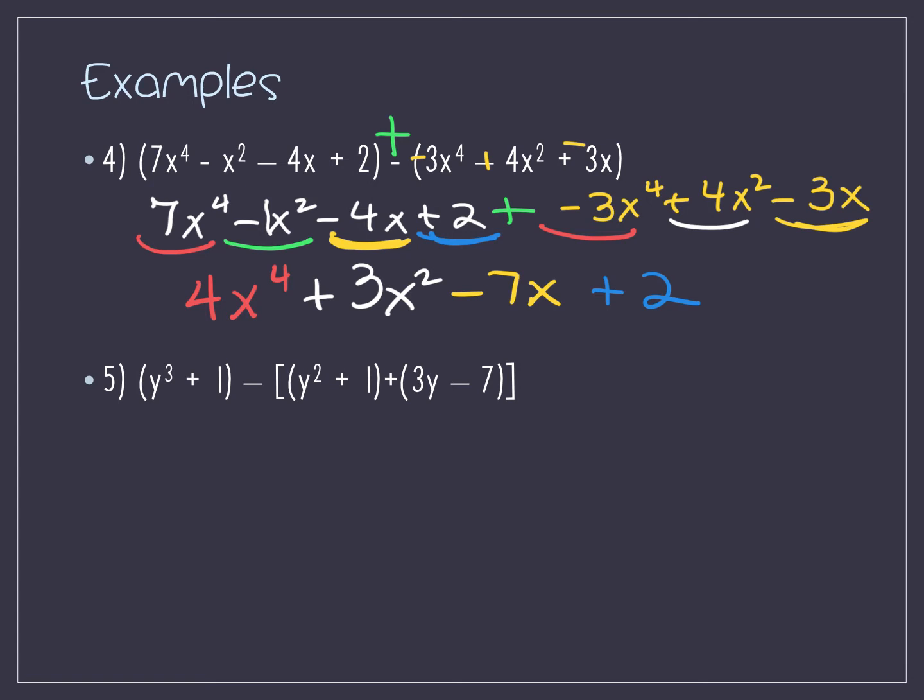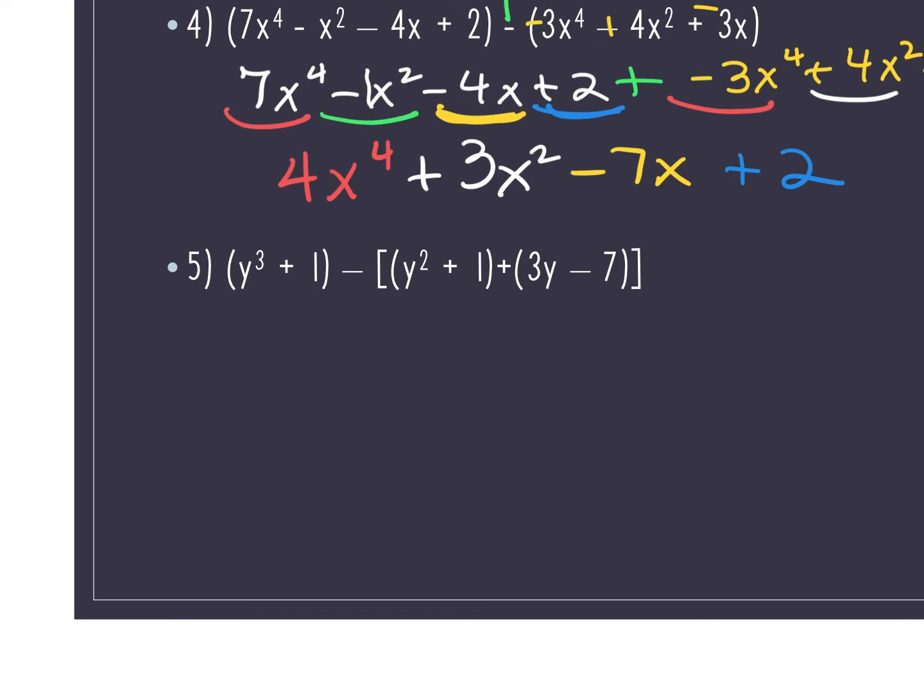The next one has brackets and parentheses. So again, I would keep this one the same. Then I'm going to change this to a plus sign, but I need to simplify this thing first. I need to combine any like terms before I distribute or change the signs. So let me go ahead and combine these like terms first. So this would become y squared plus 3y minus 6.